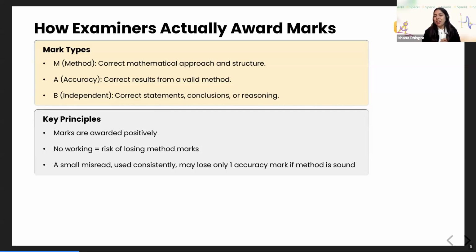So this is something that you have to avoid. But even if you are misreading the question and the final answer is incorrect, you will still get your method marks if the method is sound. So here I will emphasize the working. Working needs to be shown. Based on working, you will get the marks.